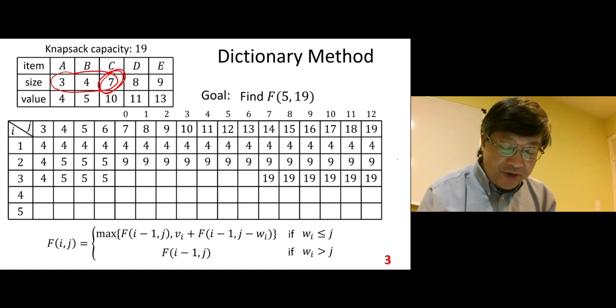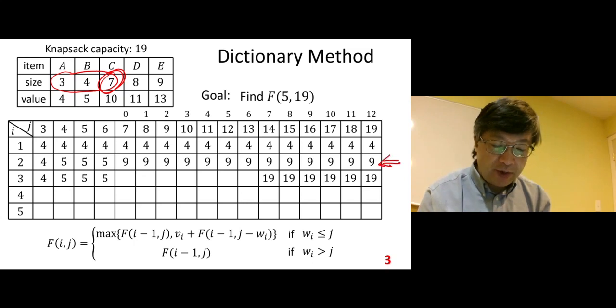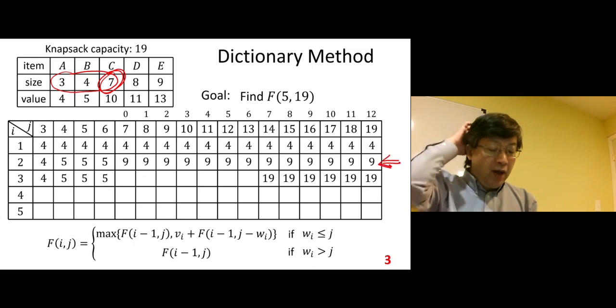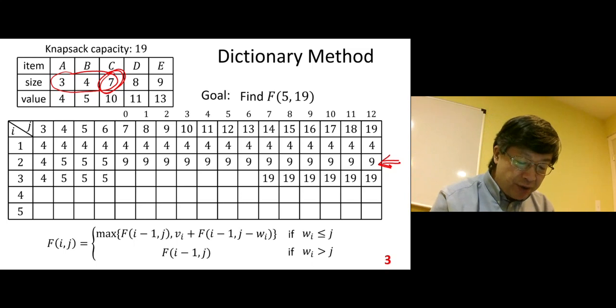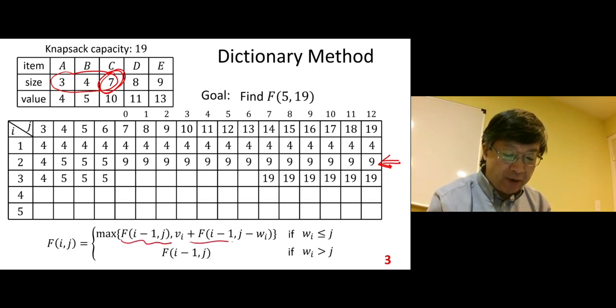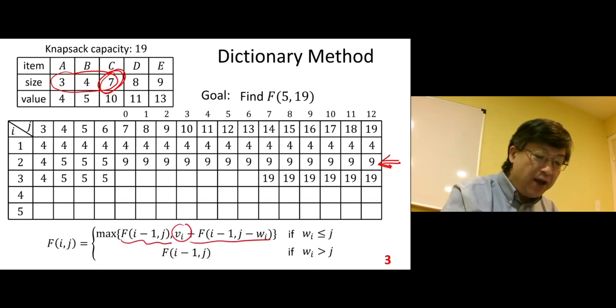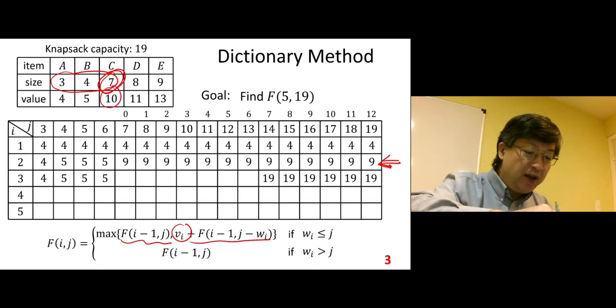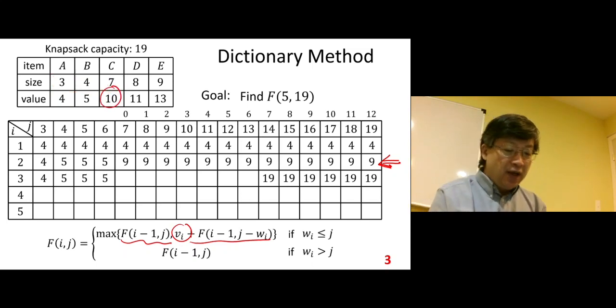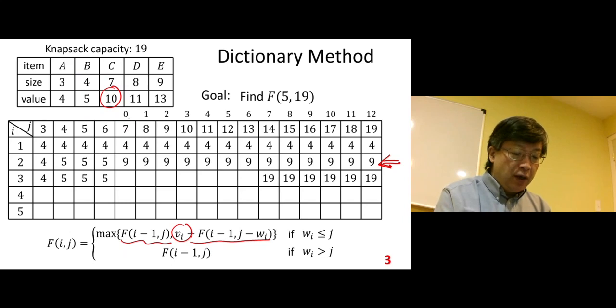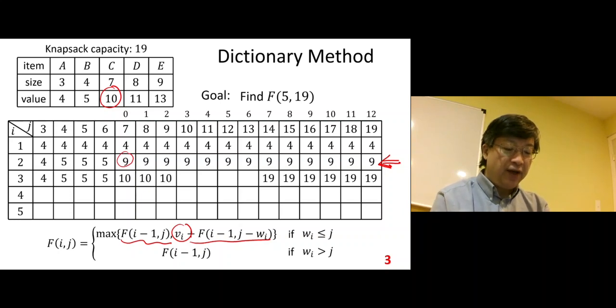The good thing is we just focus on the second row. We only use data in the second row, but we need to compare these 2 locations. Plus VI, VI here is 10. So 7, 0, because under 0, nothing, that means 0. So 0 plus 10. 10 is greater than 9, right? So we should put a 10 here.